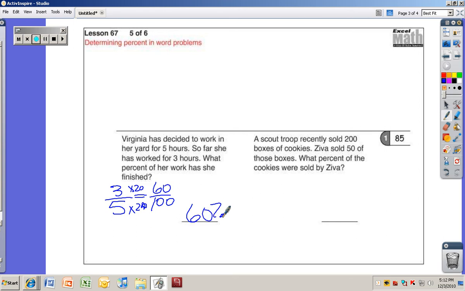A scout troop recently sold 200 boxes of cookies. Ziva sold 50 of those boxes. What percent of the cookies were sold by Ziva? She sold 50 out of 200. And change that to out of 100. Divide by 2. Divide by 2. 25 out of 100. 25%.